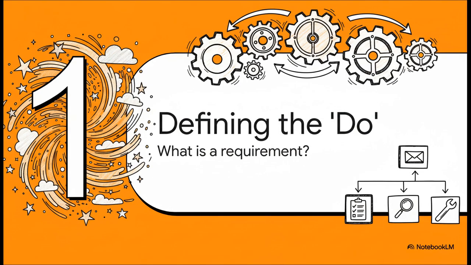So, how do we keep the dream alive? How do we stop that slide into chaos? The answer is all about defining the do, and that brings us right to our main question. What is a functional requirement anyway?